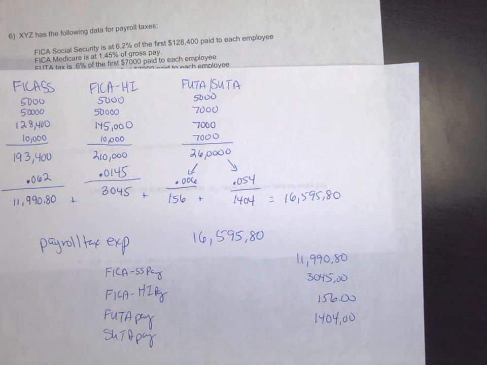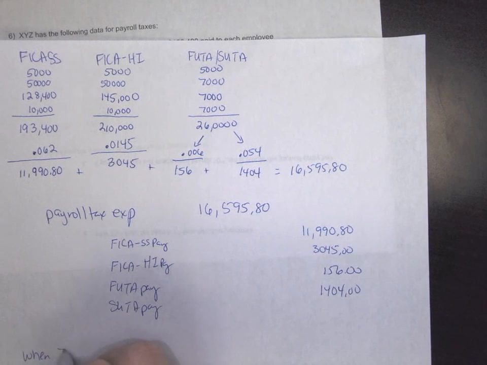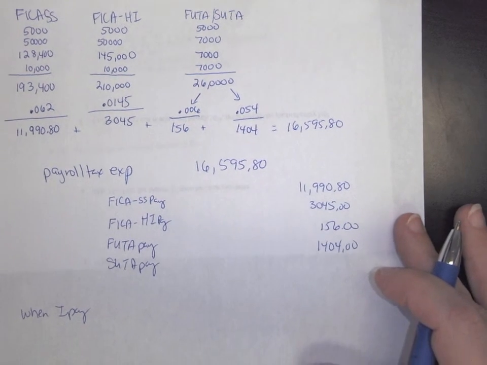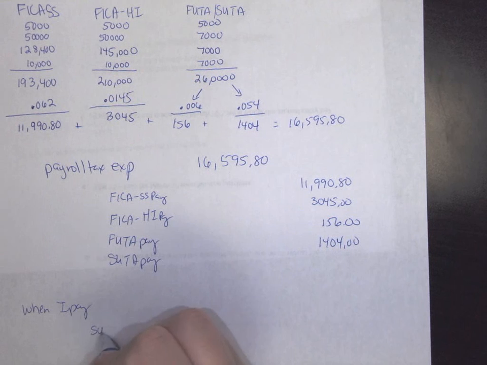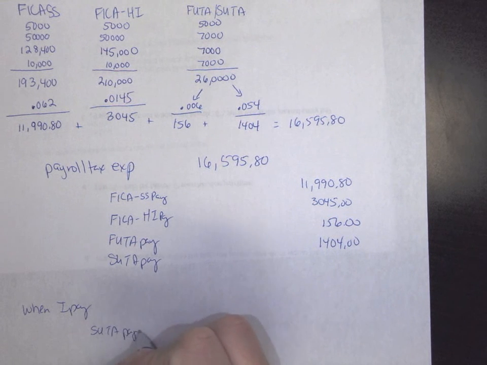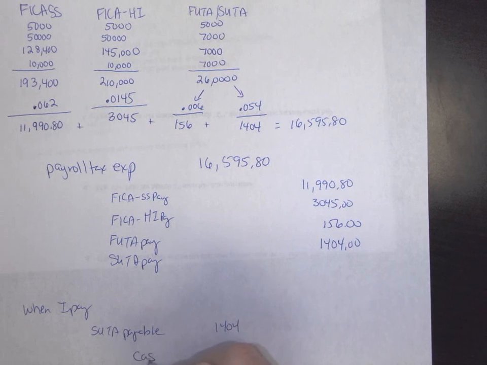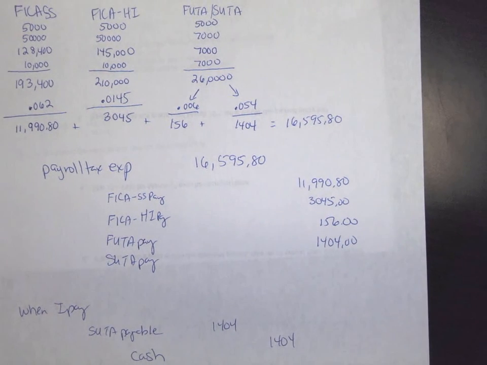So when I actually pay one of these, let's just say I pay the SUTA tax. When I pay that SUTA tax, I would have cash going out. And so what I would see is that SUTA payable would be decreasing for that $1,404, and I would be writing a check and actually paying that out. Now that wasn't part of what we're looking at, but that is what you would look at when you actually get ready to pay and what the journal entry would be.